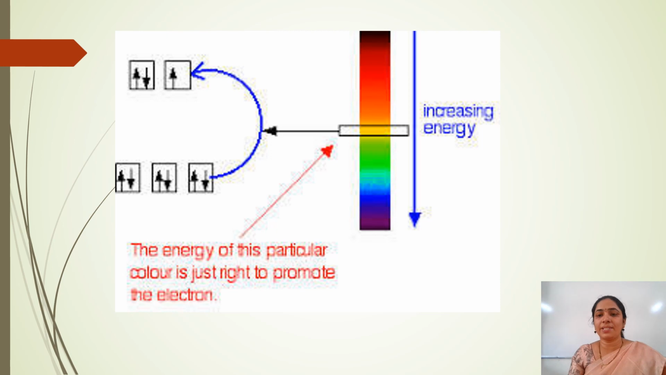This is the pictorial representation of excitation of an electron from a lower energy orbital to a higher energy orbital. If you consider this electronic arrangement in any transition element, then what happens if visible light falls on it? One of the electrons will absorb this radiation and be excited from the lower energy level into the higher energy level. The energy of this yellow color is just right, sufficient for this particular electronic excitation.